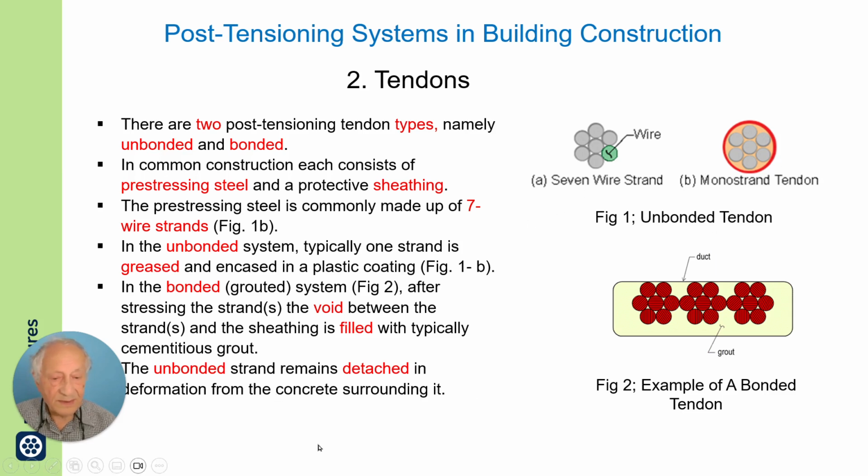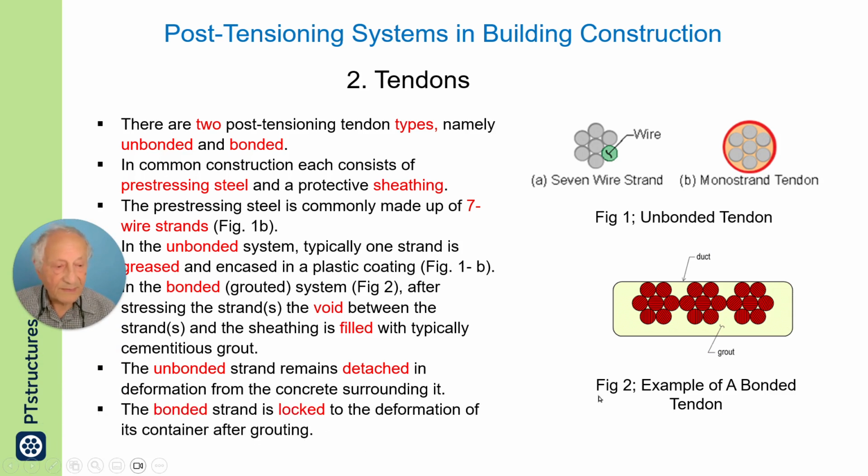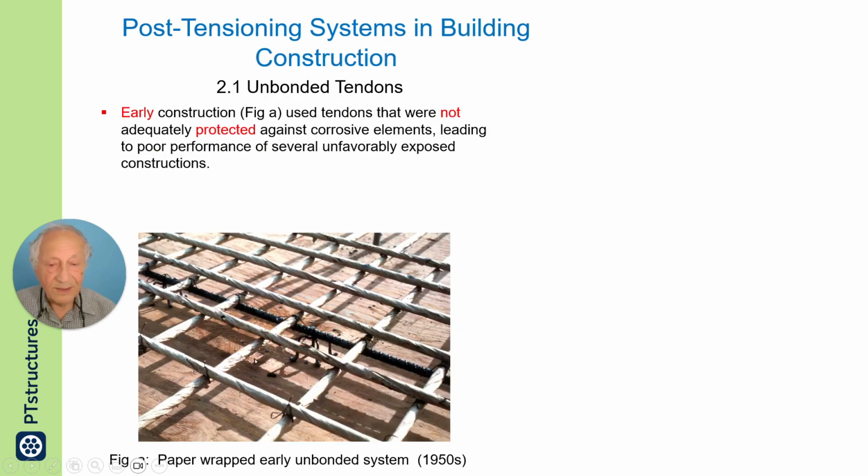In the unbonded system, the strand remains detached from the concrete that surrounds it in its response to deformation, but in the grouted system, the strand bonds to the grout, and that in turn to the sheeting and concrete around it, and there is a one-to-one interaction and correspondence between deformation of the surrounding concrete and the strand.